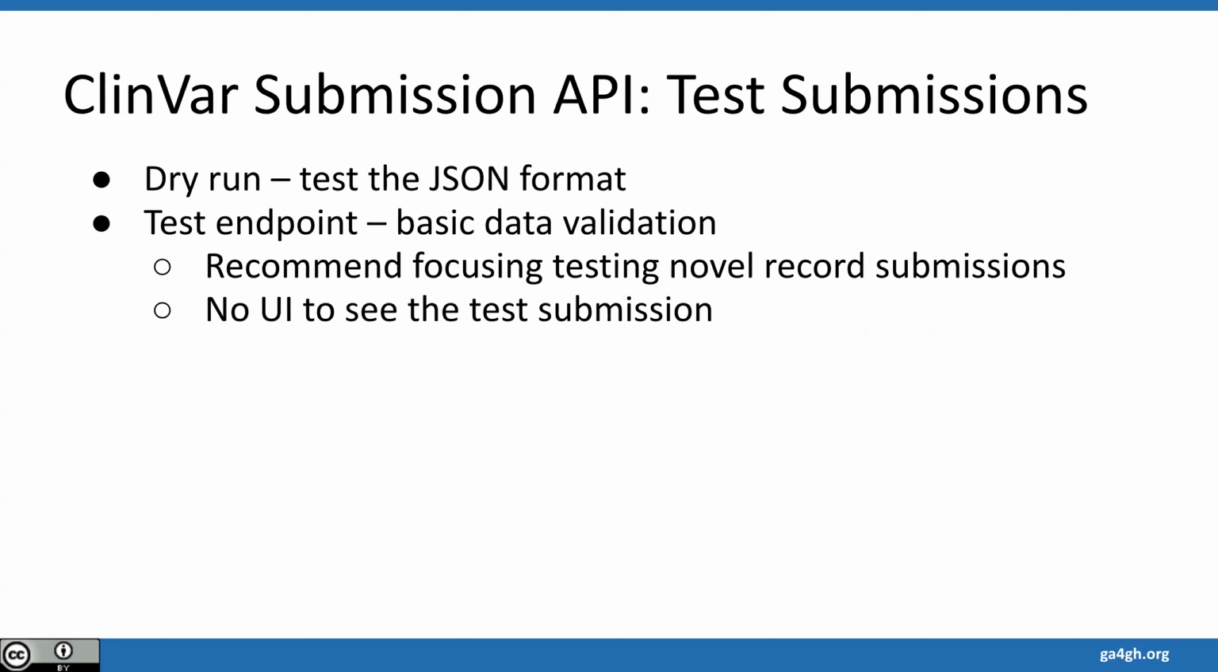Now this is for the test submission. Like I said, you can use dry runs to test the JSON format. And the test endpoint is if you do want to perform some basic data validation. They recommend testing novel record submissions due to the test environment. It's also worth noting that there is no test user interface to see what a submission would look like in ClinVar. It's really just the JSON format that you get to see. Next slide.